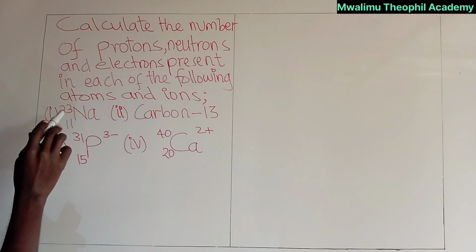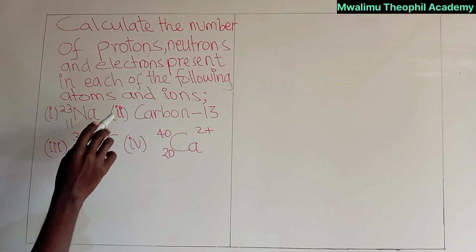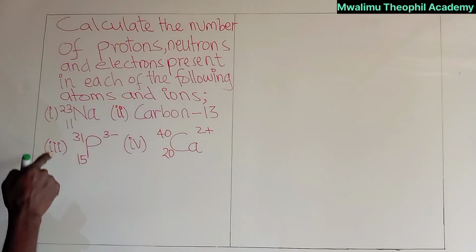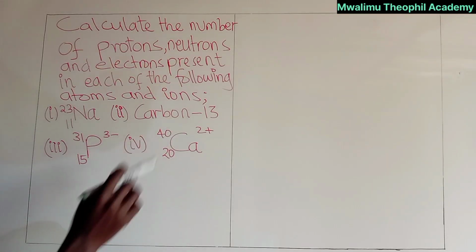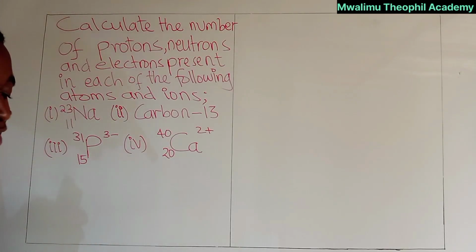The first one is sodium atom. The second one is carbon-13. Our third one is phosphide ion. Our fourth one is calcium ion. Now let us see the solution.